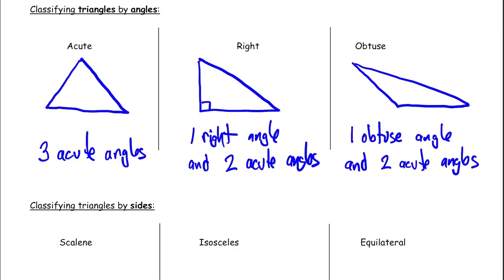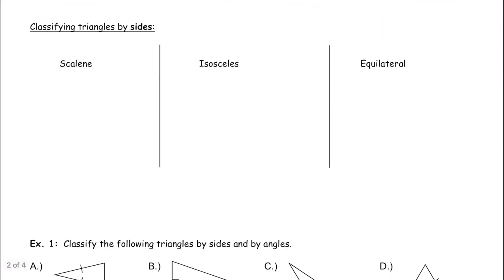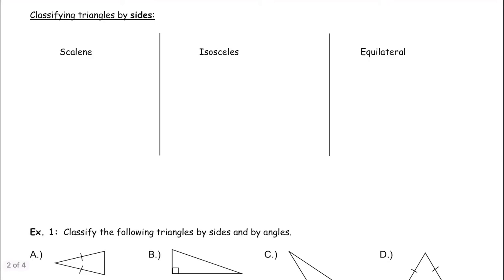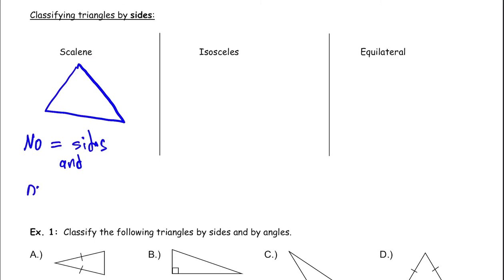Next, we'll classify triangles by sides. First, we'll start with a scalene triangle. You might notice this triangle looks very similar to the acute triangle up above, and in fact, it is both acute and scalene. But a scalene triangle has no equal sides and no equal angles.